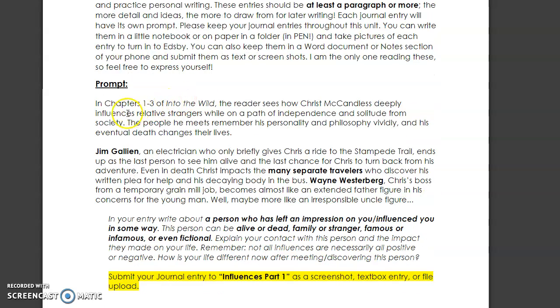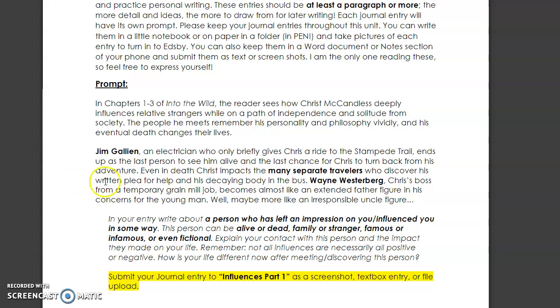So here's our prompt. It says, in chapters 1 through 3 of Into the Wild, the reader sees how Chris McCandless, sorry, not Christ McCandless, that is a typo, how Chris McCandless deeply influences relative strangers while on a path of independence and solitude from society. So he wants to be independent and do things for himself, and he wants to be in solitude, which means to be alone, but he actually ends up making really good friends and having really strong connections with people. The people he meets remember his personality and philosophy vividly, and his eventual death changes their lives.